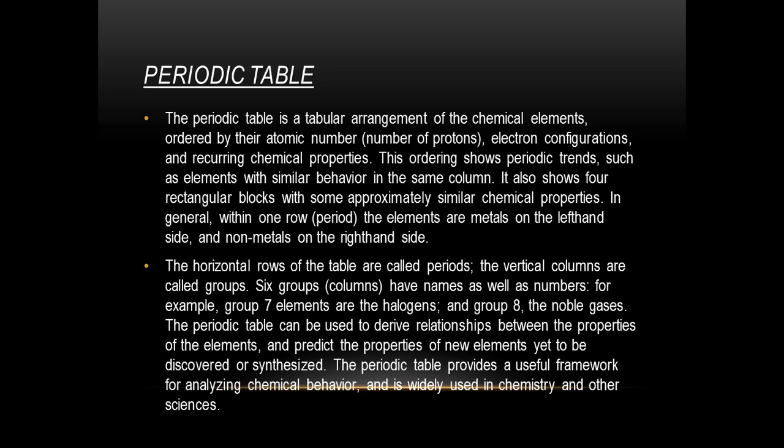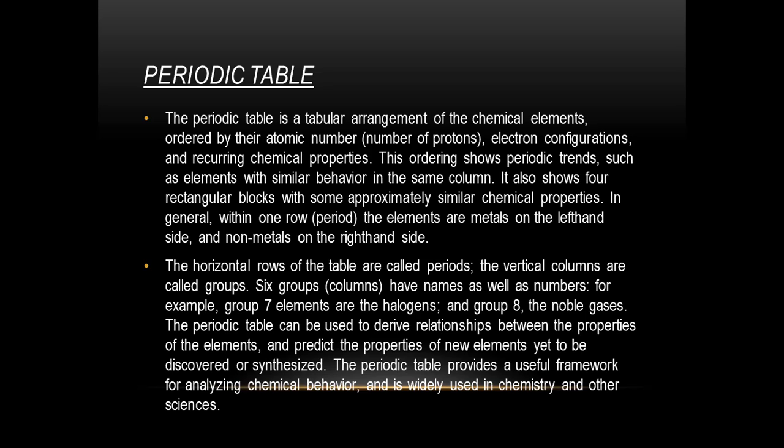In general, within one row, the elements are metals on the left hand side and non-metals on the right hand side. Actually, this is the arrangement of the elements given in the periodic table. If you look at the periodic table, you will find the non-metals on the right side, and the metals on the left hand side, groups 1, 2 and 3. The horizontal rows of the table are called periods. The vertical columns are called groups. Some groups have names as well as numbers. For example, group 7 elements are the halogens and group 8 the noble gases.